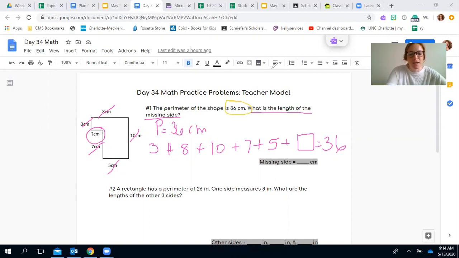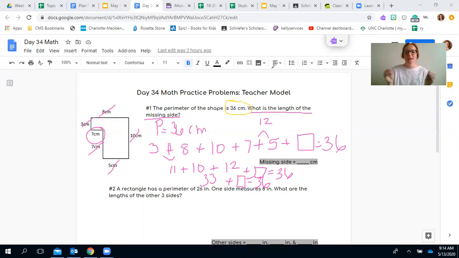I know that 3 plus 8 is 11. So 11 plus 10. And then 7 plus 5 I know is 12. So 11 plus 10 plus 12 plus something equals 36. So now if I add those together, if I add 11, 12, and 10, that is 33 plus something equals 36. So 33 plus something equals 36.